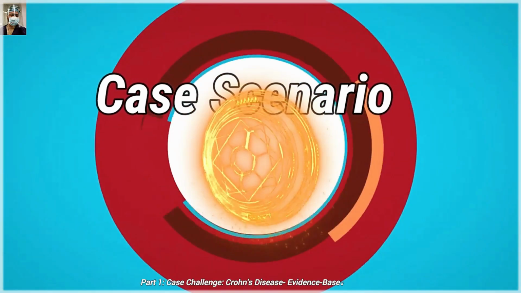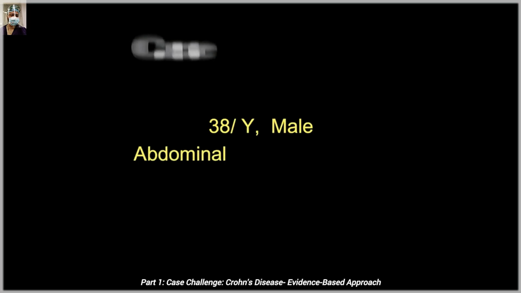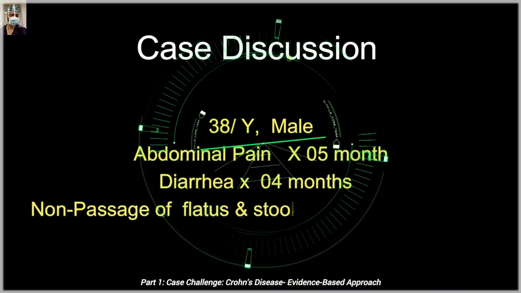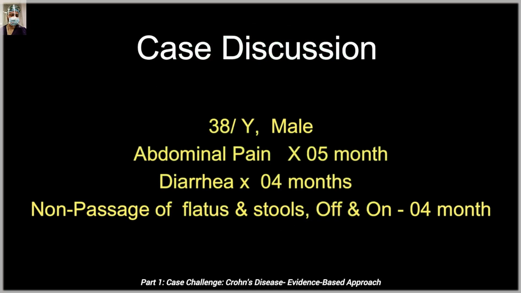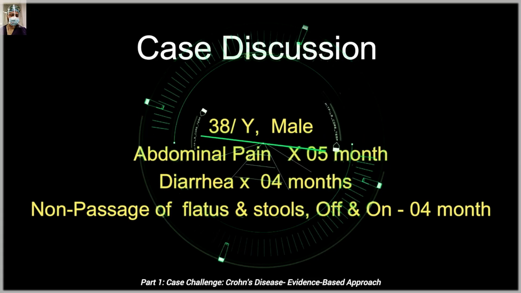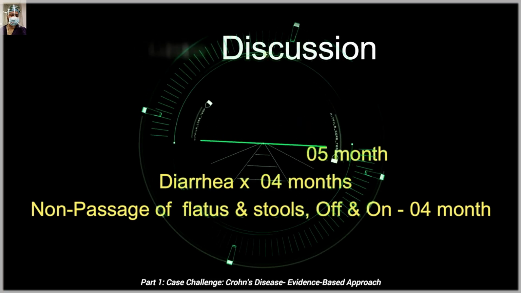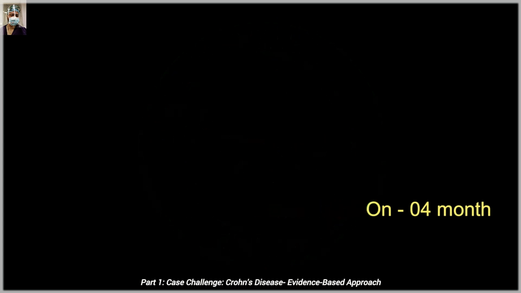This is a real life case scenario which I am giving to you. The diagnosis can be anything. It is not that it is Crohn disease only that we are discussing. So keep your options wide and let's start. This is a 38-year-old male who has presented to us with history of abdominal pain for the last 5 months, diarrhea for the last 4 months, and intermittent non-passage of stool and flatus for the last 4 months. So the main presentation is pain abdomen, diarrhea, and intermittent obstipation for the last 4 to 5 months.